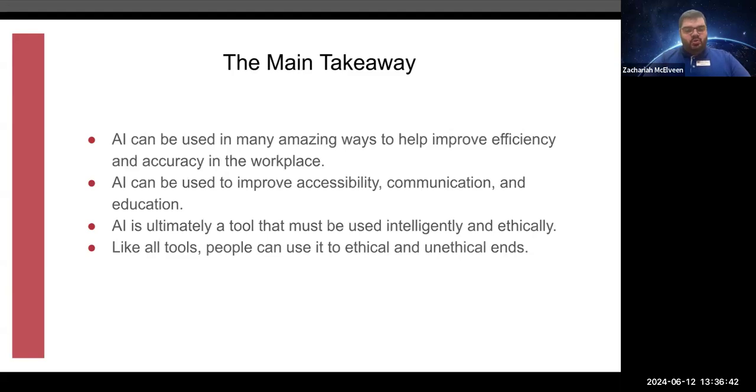AI can be a wonderful tool, but it's not a perfect tool. And AI has been hyped up by a lot of companies that want to sell you something. You have to be aware that it's a very good tool, but you're the person who is responsible for using it in an ethical way. AI is ultimately a tool that must be used intelligently and ethically, and like all tools, people can use it for ethical or unethical ends. So that's something that we have to keep in mind. It's not going to replace people. AI is a tool to be used by people in a way that is intelligent and ethical.